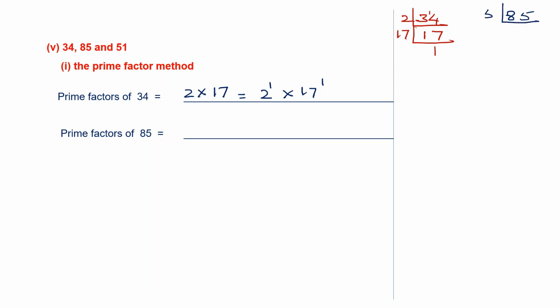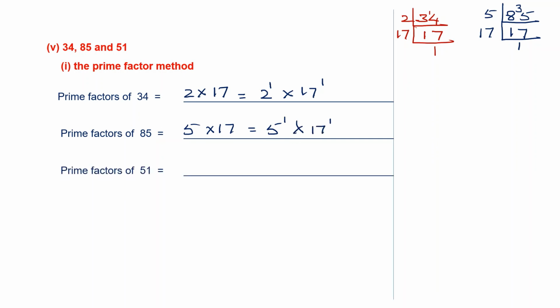Starting with 5. 5 ones are 5. 6, 7, 8, that's 3. So 35. 5 sevens are 35. So we've got 17. 17 ones are 17. So the prime factors of 85 are 5 and 17. In the index form, 5 to the power of 1 into 17 to the power of 1.